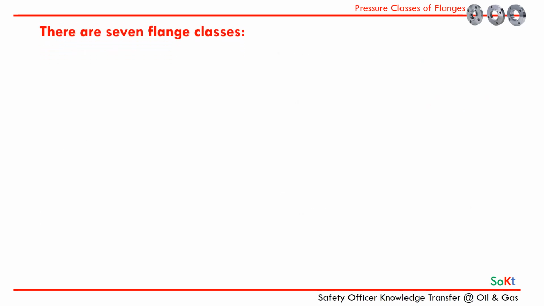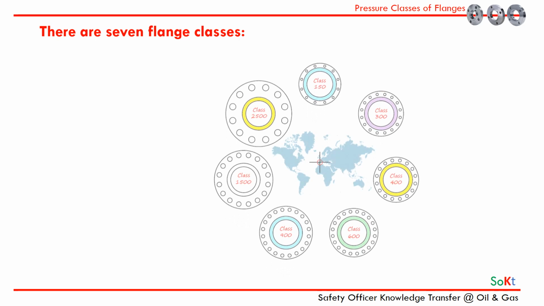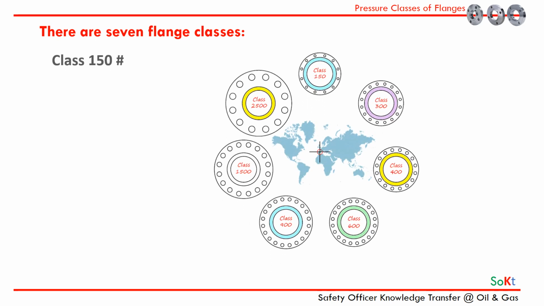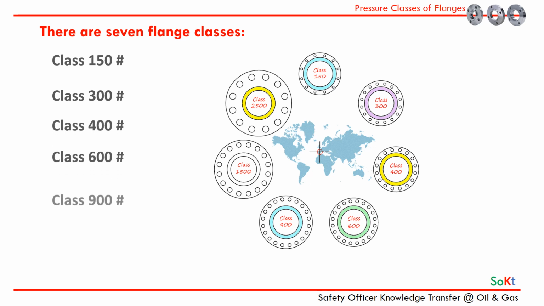There are 7 flange classes we are going to see one by one. Class 150, class 300, class 400, class 600, class 900, class 1500, class 2500. So these are the 7 flange classes.